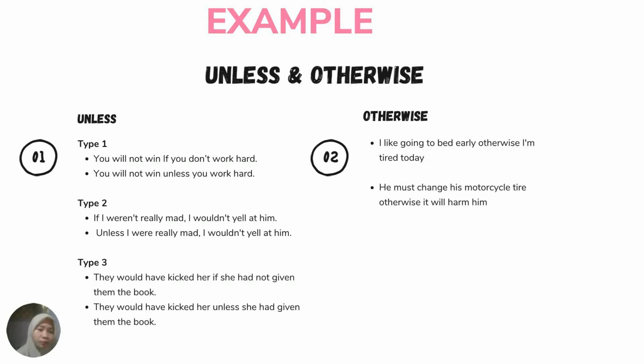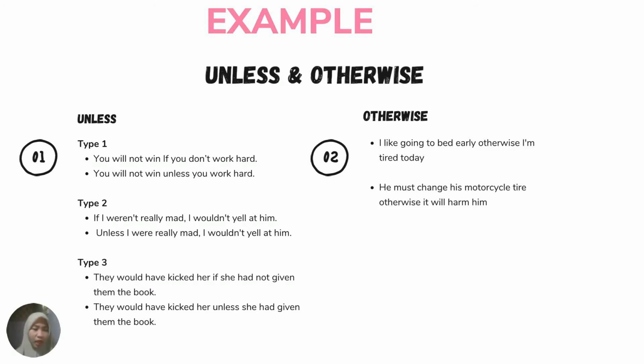And for the type 2, first for the clause if, we have: if I weren't really mad, I wouldn't yell at him. And when we change it into unless, the "be" is removed. Unless I were really mad, we do not put "were not" anymore, because unless already contains negative meaning, comma, I wouldn't yell at him.